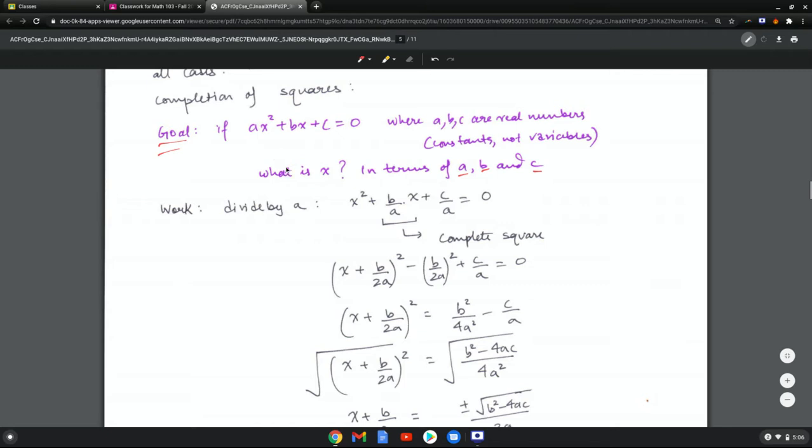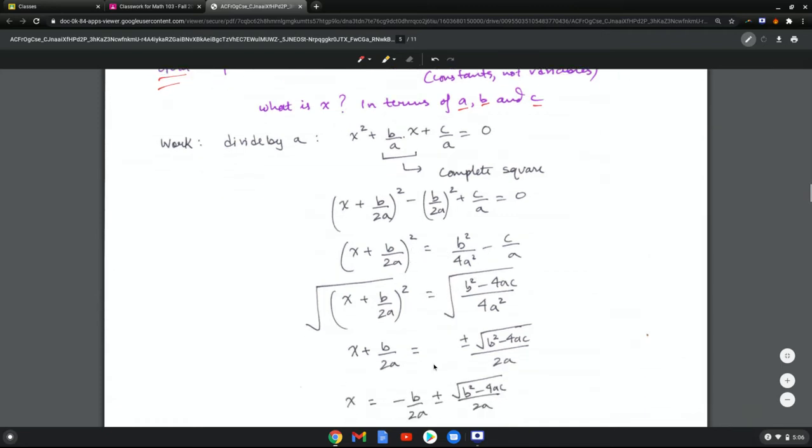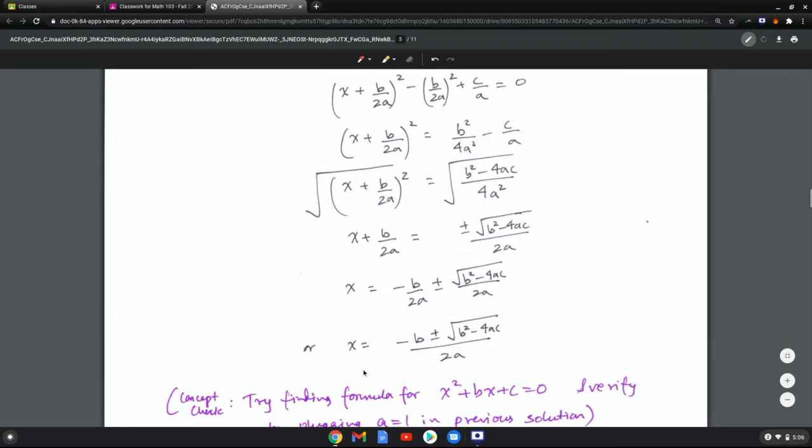First of all, just as in the last example in the previous video, we divide everything by a in order to get rid of this coefficient. Now, to complete the square, we need to add and subtract b over 2a, which gives me x plus b over 2a squared, and I have this plus minus term, and I eventually end up with the quadratic formula.